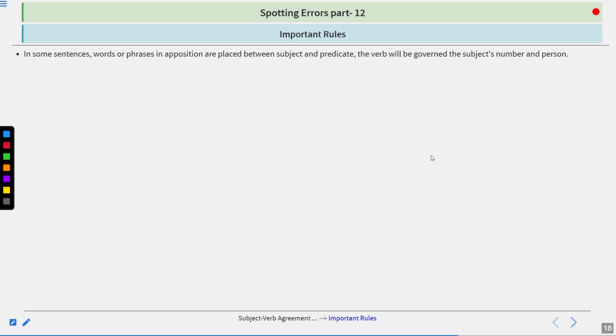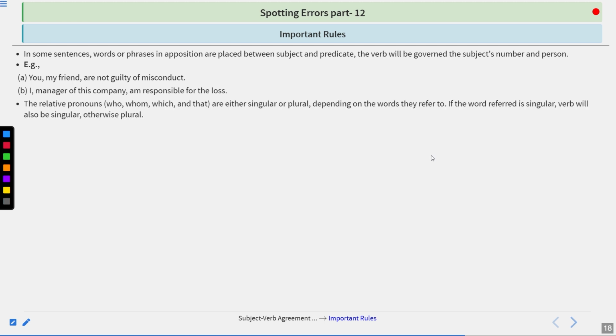Important rules. In some sentences, words or phrases in apposition are placed between subject and predicate. The verb will be governed by the subject's number and person. You, my friend, are not guilty of misconduct. I, manager of this company, am responsible for the loss. So again, the relative pronouns who, whom, which, and that are either singular or plural, depending on the words they refer to. If the word referred to is singular, the verb will also be singular, otherwise plural.